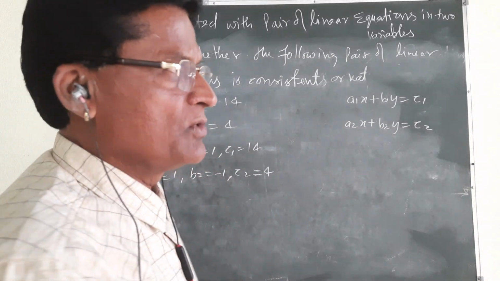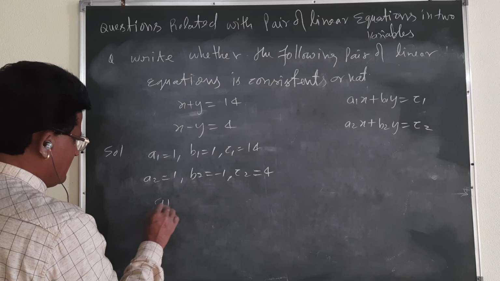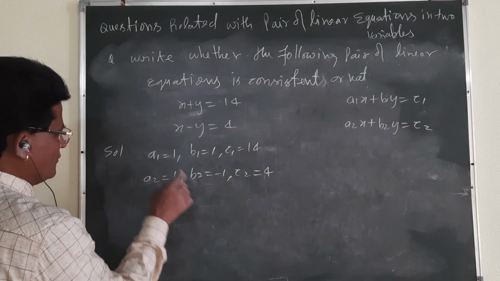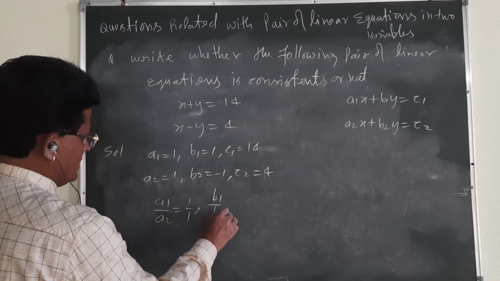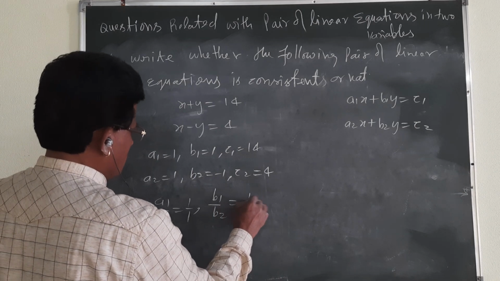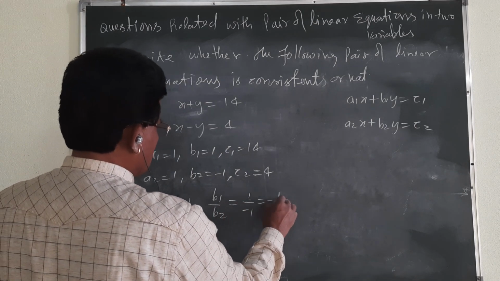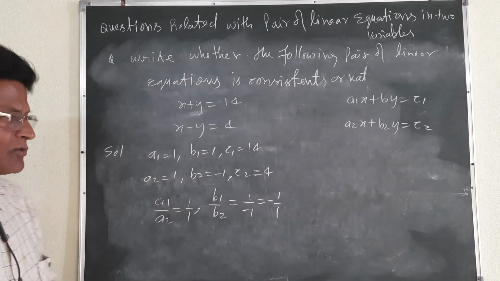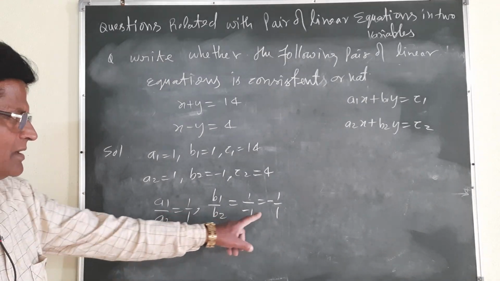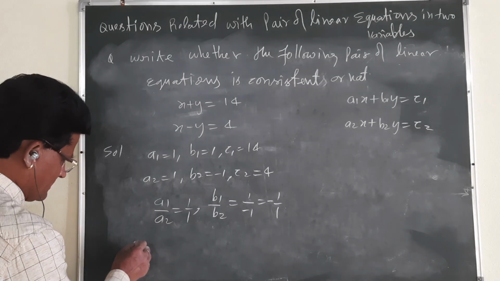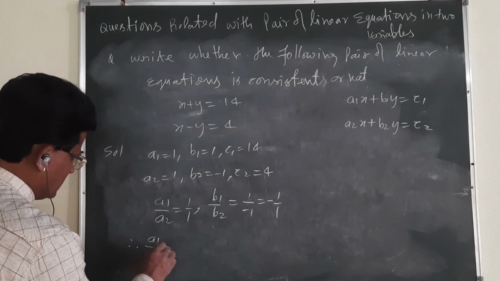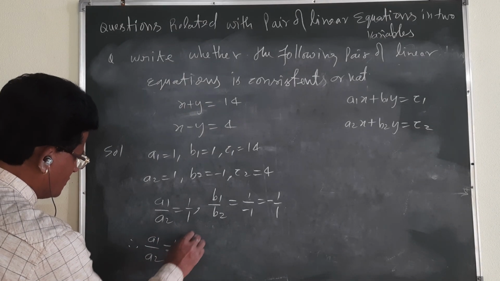Now let me find out the value of a1 upon a2. Substitute the value of a1, 1. Similarly, find out the value of b1 upon b2: 1 upon minus 1 means minus 1 upon 1. Are they equal? 1 upon 1, minus 1 upon 1, no, these are not equal. That is why, what condition did we get? Therefore we got the condition a1 upon a2 does not equal b1 upon b2.